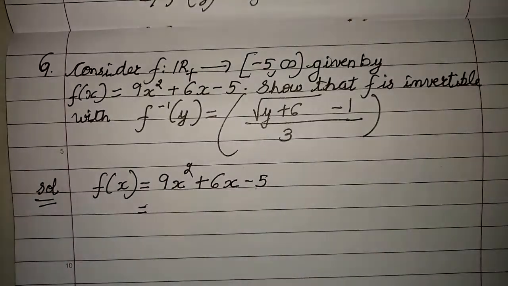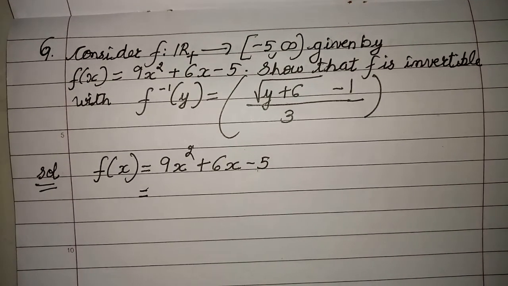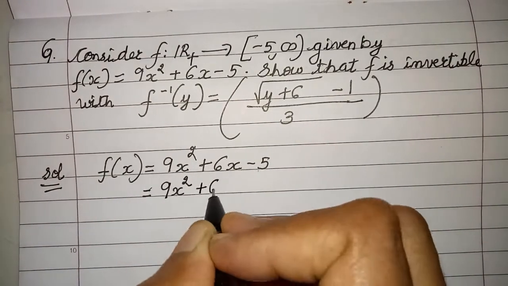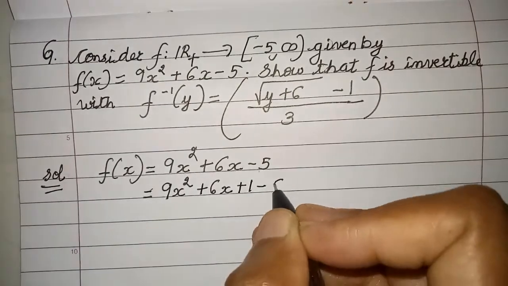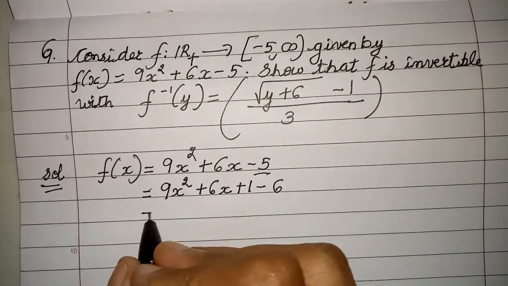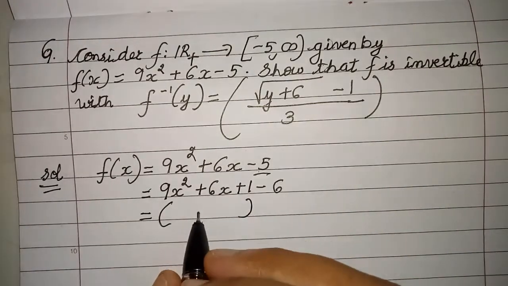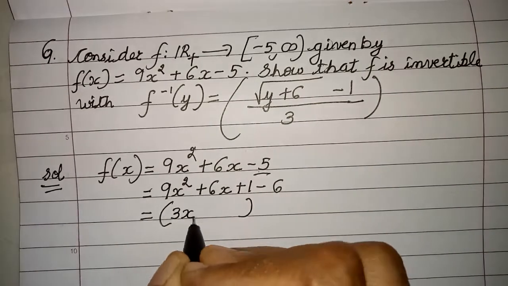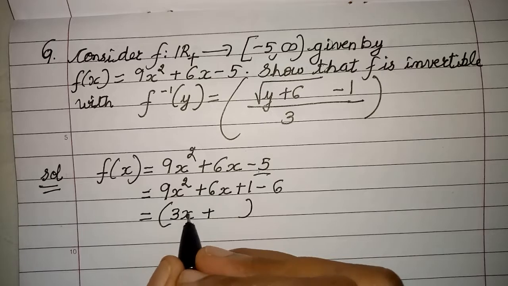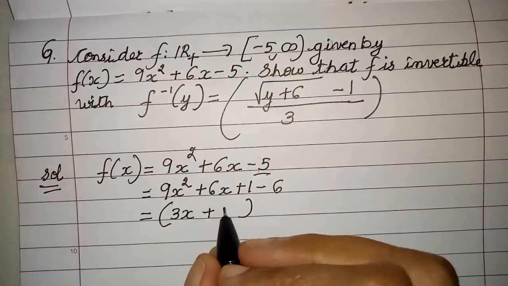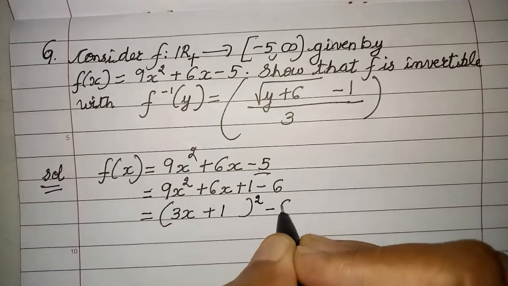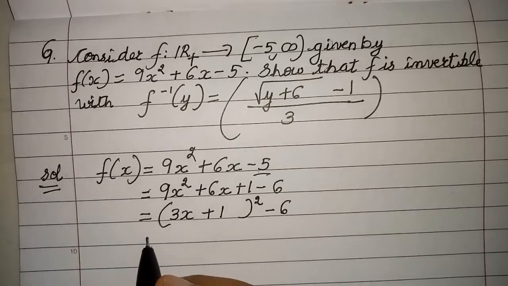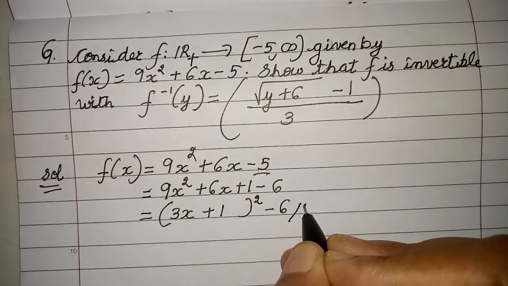So what will it be? This will be equal to, I am going to try to write in the form of some perfect square. So children, I can write it as 9x square plus 6x plus 1 minus 6. 5 I have broken into 1 minus 6. Now how do you form a perfect square? Write the square root of the first term and the last term. So the square root of 9x square is 3x, and the square root of the last term 1 is 1. Now square it, and you will get 9x square plus 6x plus 1. That means a plus b the whole square. So this I have simplified.